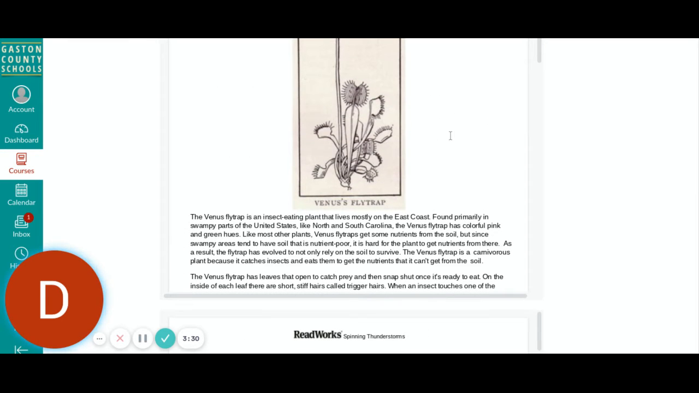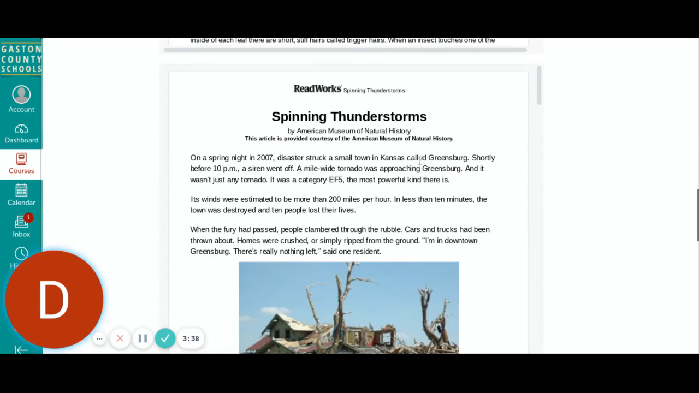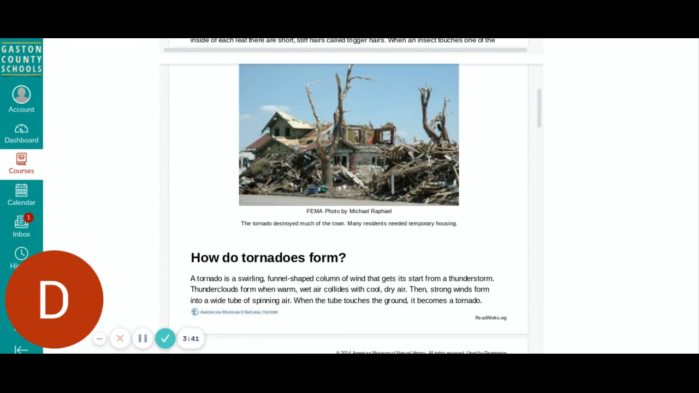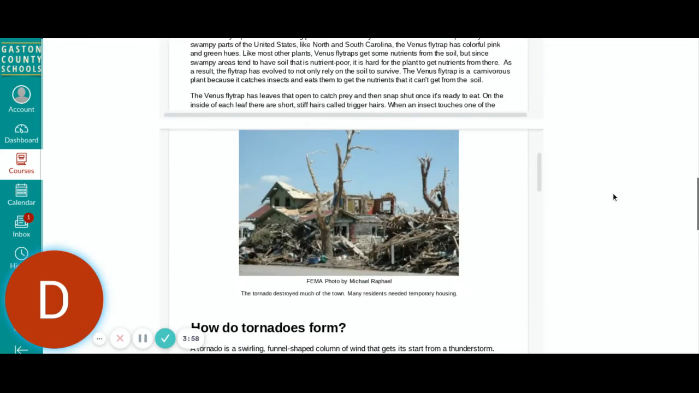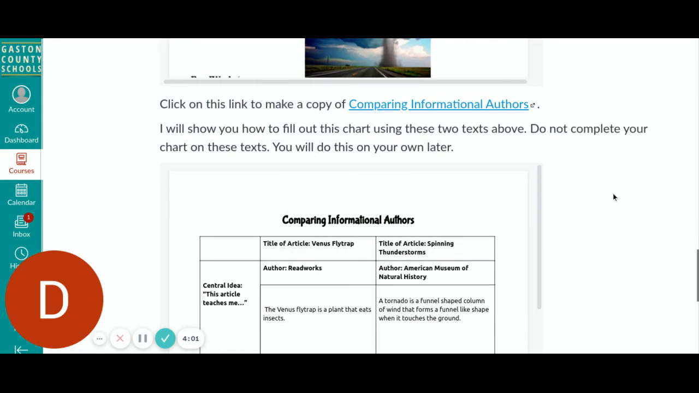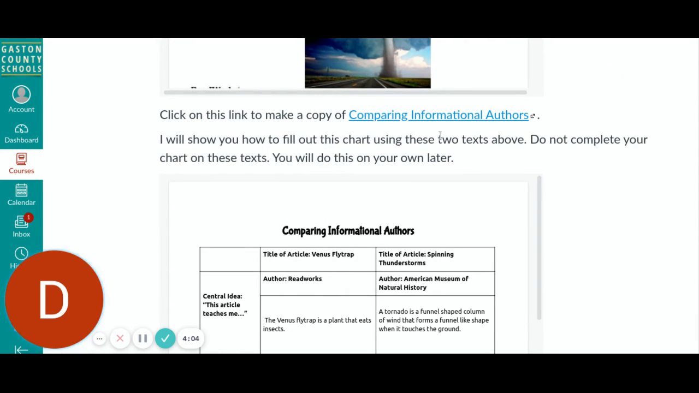All right, our central idea on the Venus flytrap is that it's a plant that eats insects to stay alive. Whereas the central idea of thunderstorms is that a tornado is a funnel-shaped wind that is in the form of a funnel when it touches the ground. So they have very different central ideas. So today we're going to see how you're going to do your work. There is a copy of this chart that you're going to be using later on. You don't need to do this now, but we are comparing informational authors here.